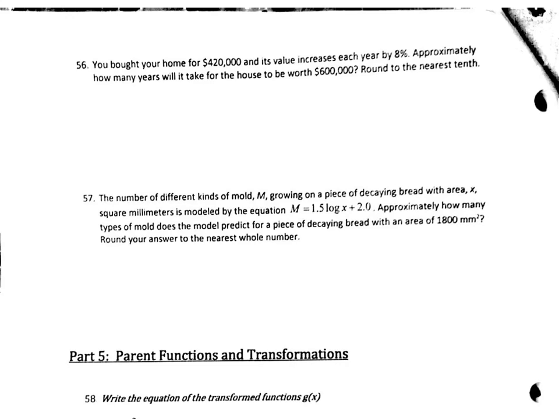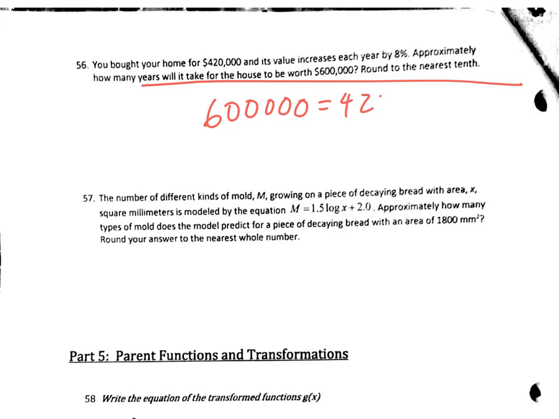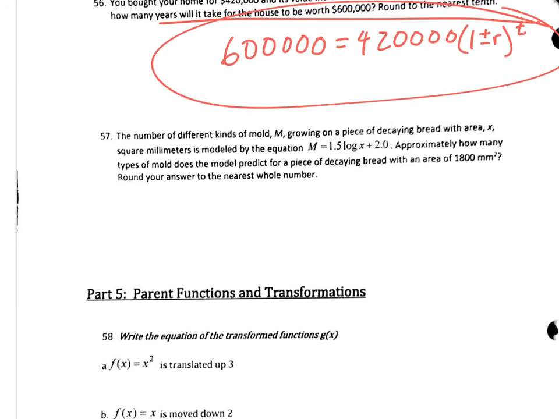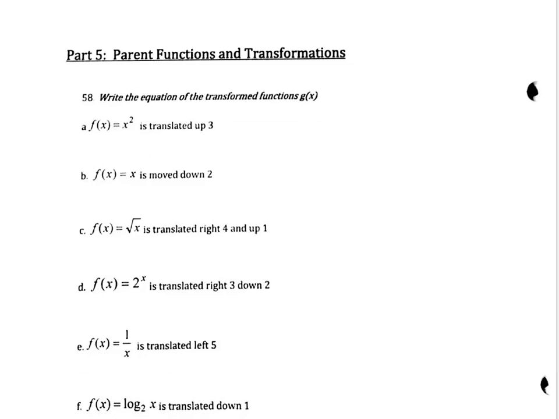This one's very similar to a couple problems ago. So use your equation there, except we know our new amount that we want is going to be 600,000. We start with 420,000 and (1 plus or minus r)^t. So think whether or not you use plus or minus. Now we're solving for our t, so it's going to be logs and exponents to solve this one. Moving along.